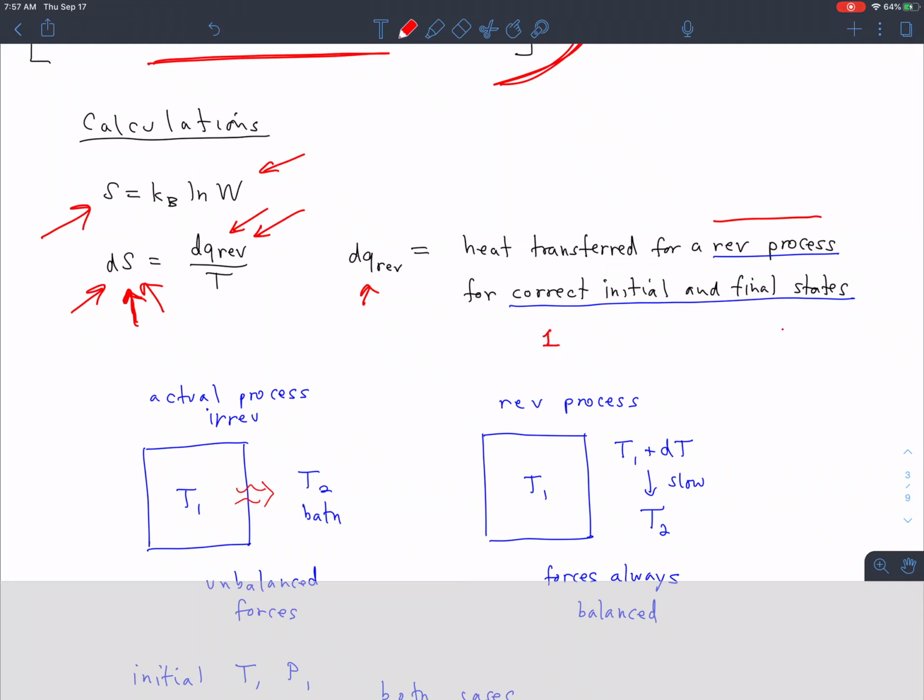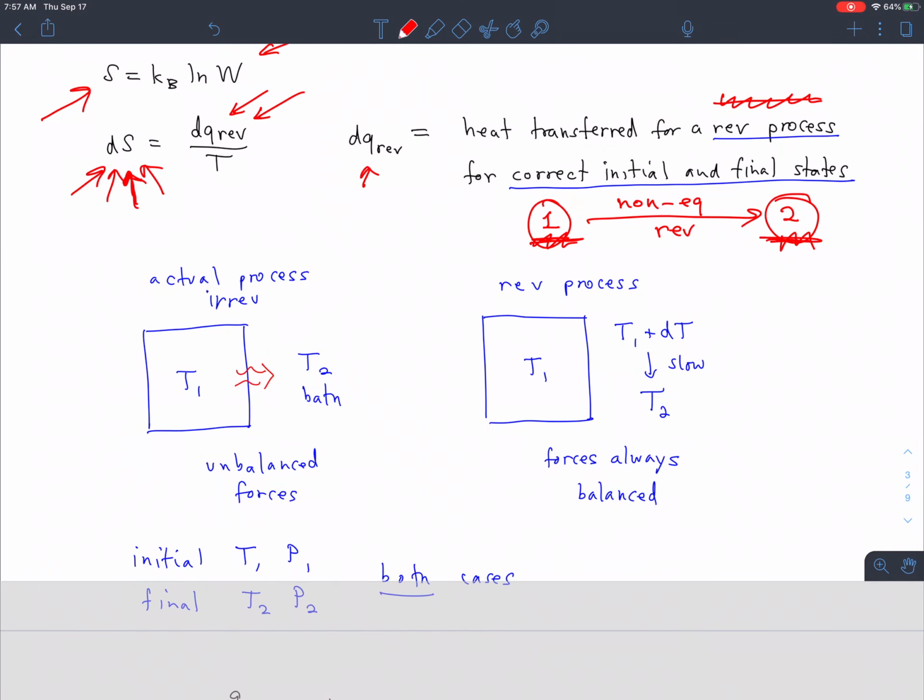So dq rev is the heat transferred for a reversible process, starting from the true correct initial state and ending at the true and correct final state. So you have to keep the initial and final states the same, but you invent or construct a reversible process that connects those two, even if it was truly an irreversible process that connected those two. The initial and final states always have to be equilibrium states, after all, and there may be non-equilibrium states in between, but the initial and final states have to be equilibrium states because those are the only kind of states for which any kind of entropy change is even defined. So the initial and final states will always be equilibrium states, but the stuff in between not necessarily.